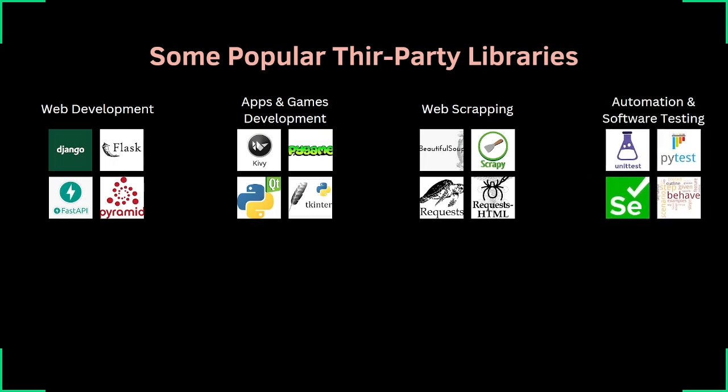For automation and software testing, Selenium is the most popular one. It also does automating web browsers. It is often used for functional and regression testing of web applications.